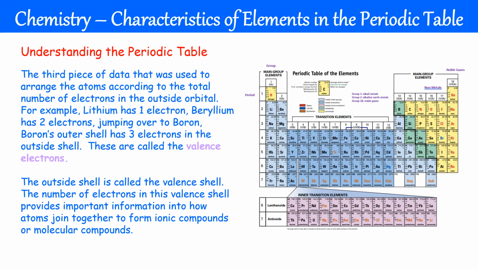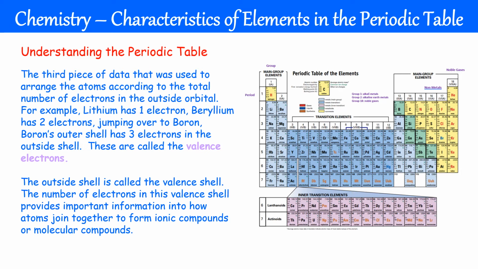The third piece of data that was used to arrange the atoms was the total number of electrons in the outside orbital. For example, lithium in period 2 has 1 electron. Beryllium has 2 electrons. Boron, if we jump over, has 3 electrons. These are called the valence electrons.